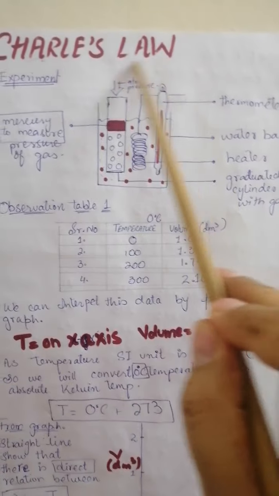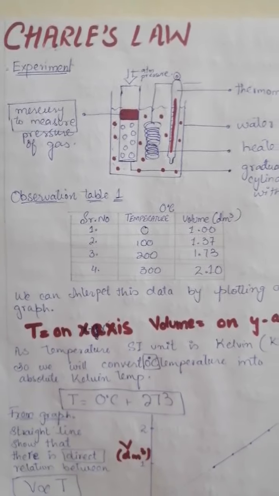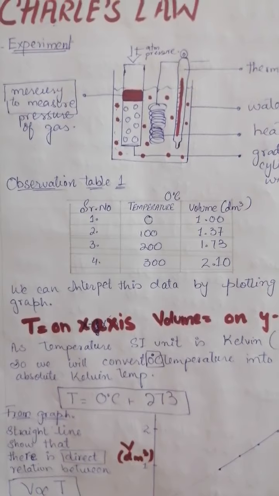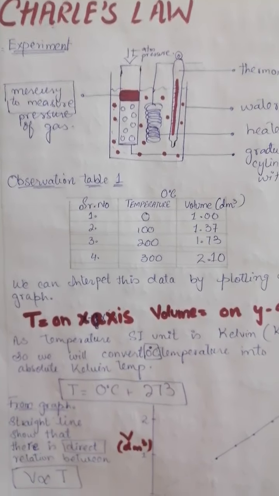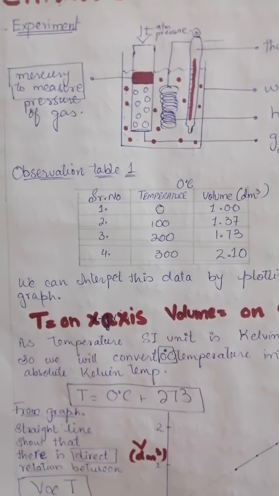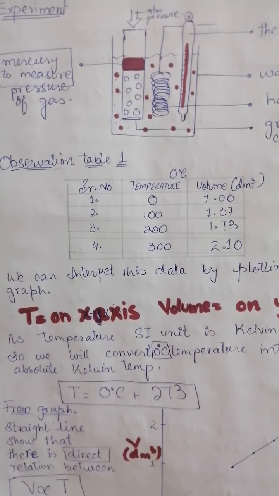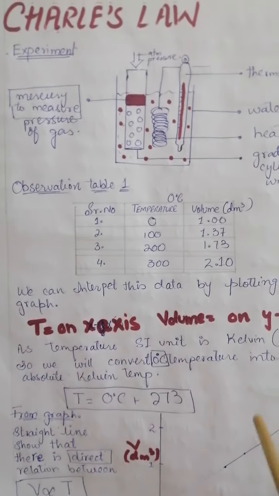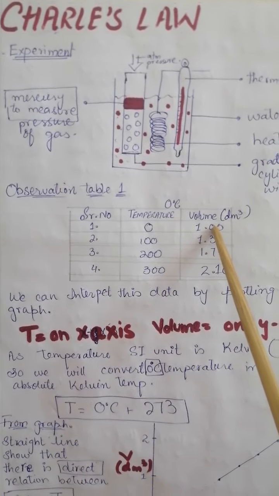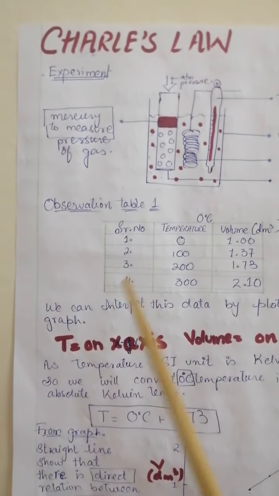Today's topic is Charles' law. Charles also took three variables of a gas, which are volume, temperature and pressure. If you remember, in Boyle's law we discussed that he only focused on the effect of pressure on the volume of a gas by keeping temperature constant. But Charles' law focuses on the effect of temperature on the volume of a gas by keeping pressure constant. To completely understand it, let's start our topic.